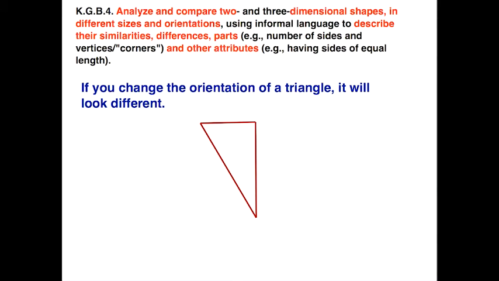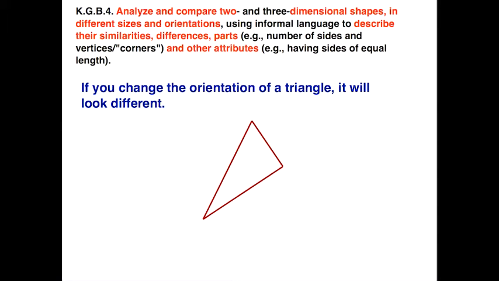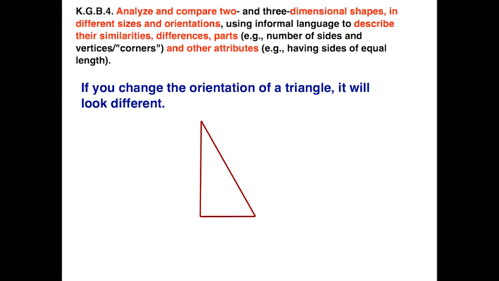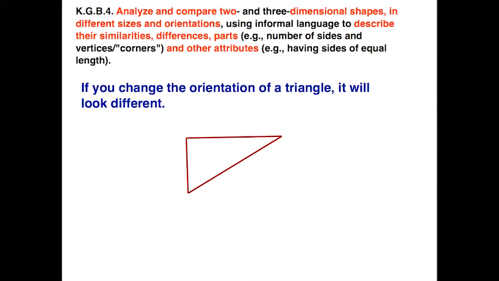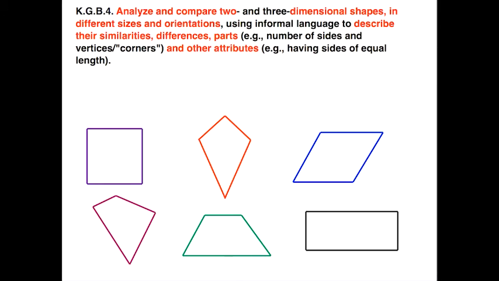If you change the orientation of a triangle, it will look different. If we started off with this triangle here and we move it around, for example there, that looks different. That one looks different. That looks different from the original also. So does this one. Let's look at some quadrilaterals, 4-sided figures.